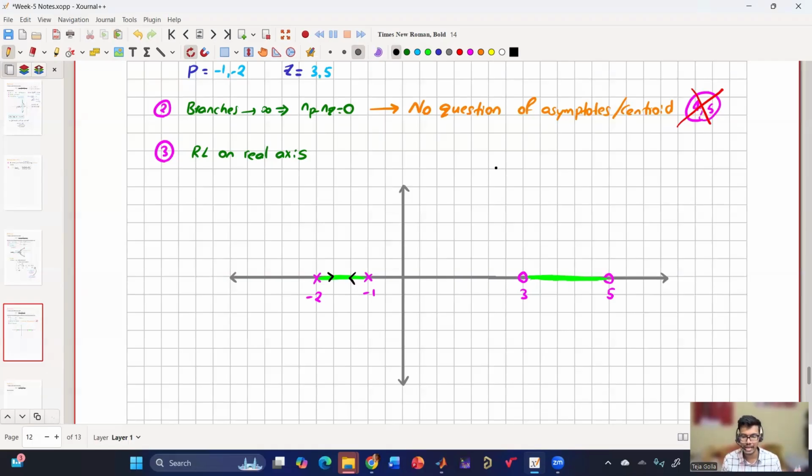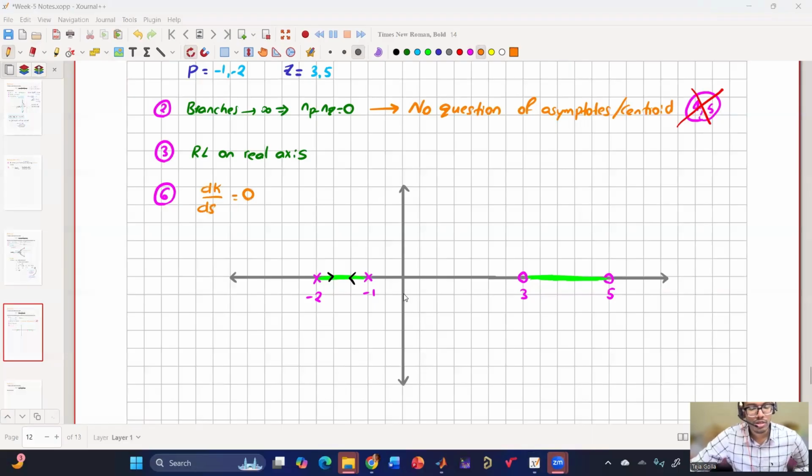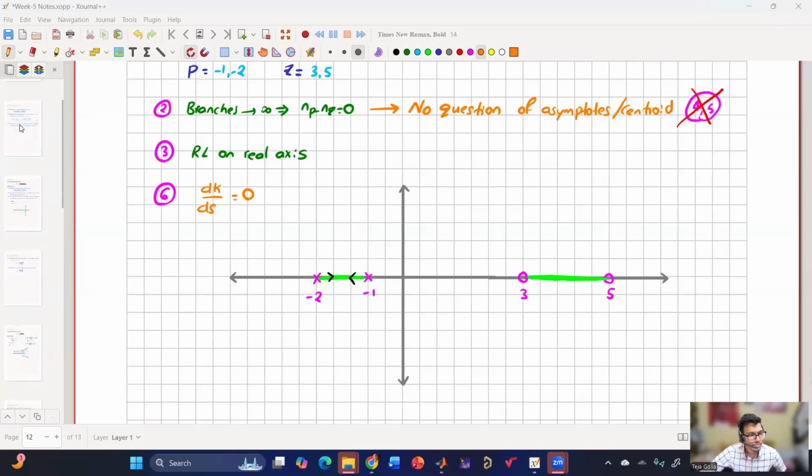Before we make any comments, let us go to the sixth rule, which says dk by ds equals 0. Let us solve this and then we'll find out what is exactly happening. Someone asked why they are hitting. If the root locus exists between two poles, it means both poles are moving towards each other. I'll show you one example.